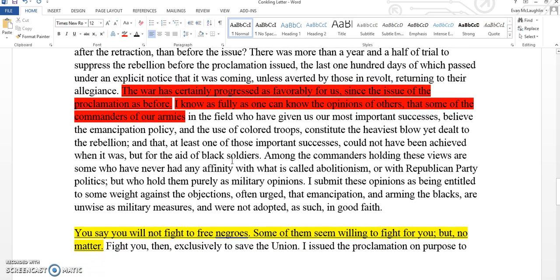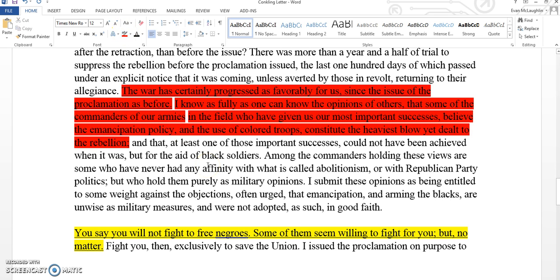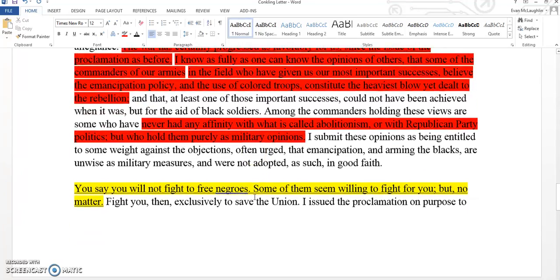And he's saying, look, the Emancipation Proclamation, it's worked. In fact, when you combine the Emancipation Proclamation, how it's arming colored troops, it's dealing the heaviest blow yet to the rebellion. So Lincoln's saying, look, for all of you who have not been convinced yet, know that the Emancipation Proclamation is effective. And as a little party plug here, he's talking about even people who have never had any affinity with abolitionism or the Republican Party, just a pure military opinion, they recognize that the Emancipation Proclamation is effective.